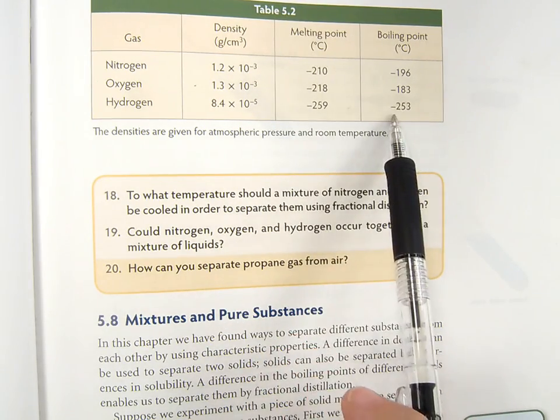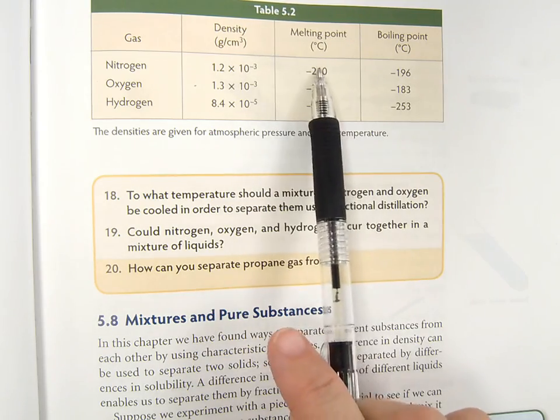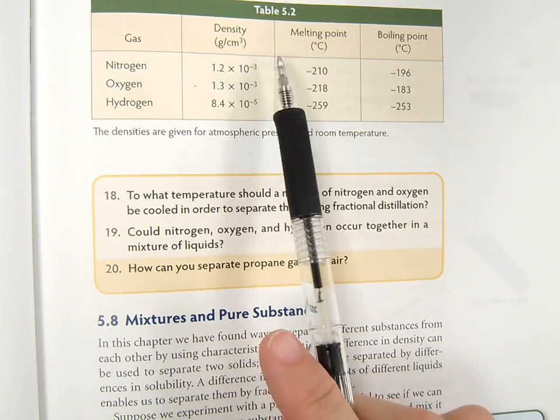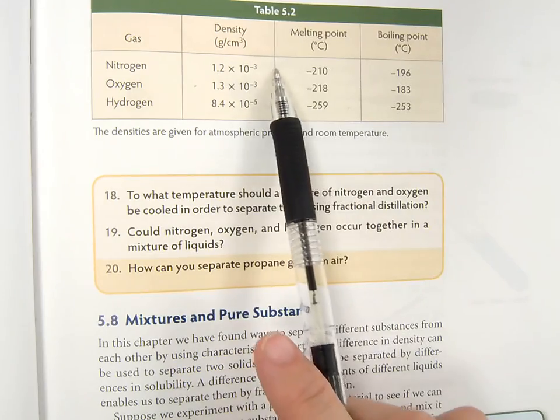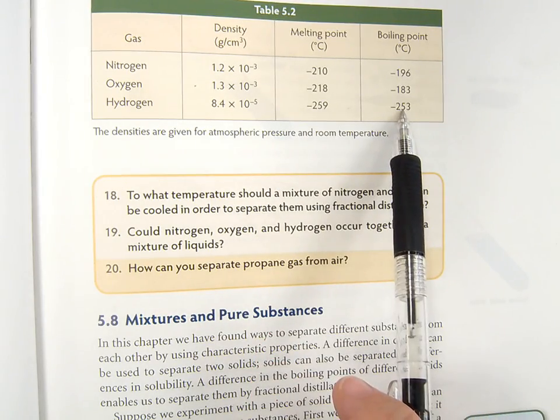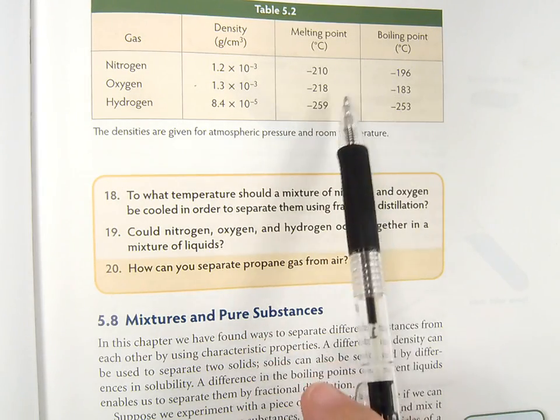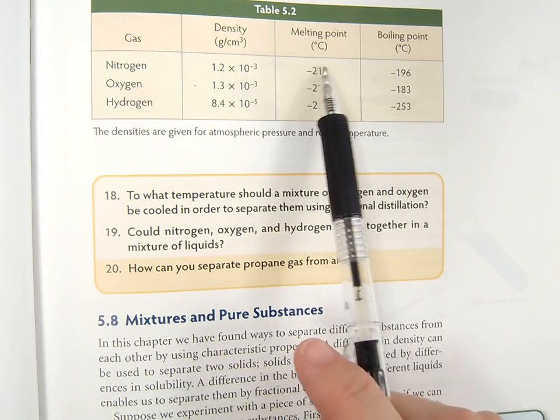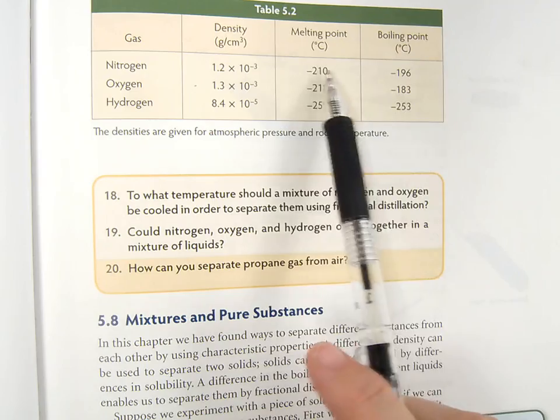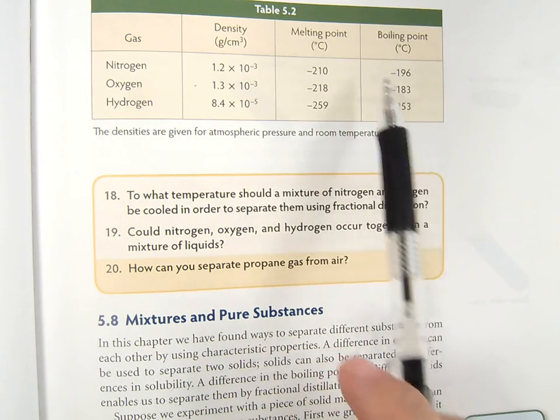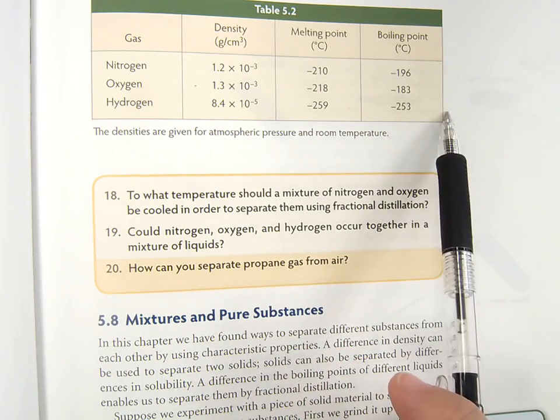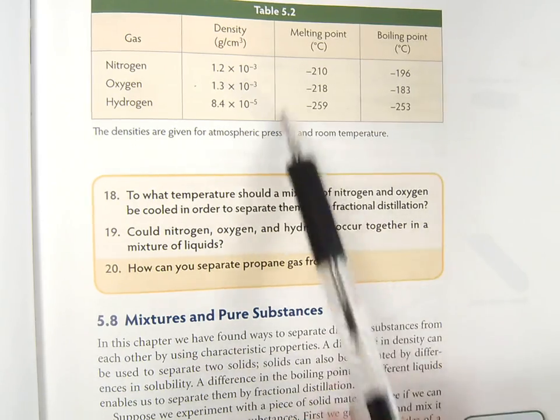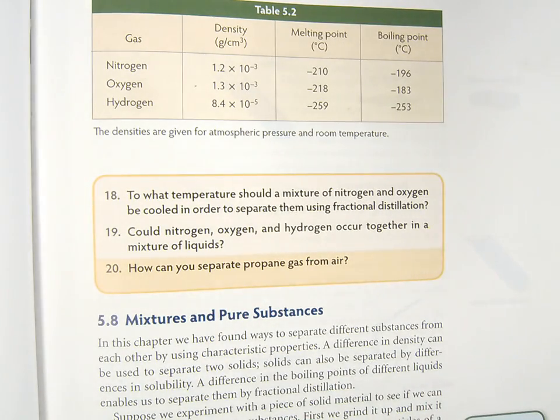So these two at negative 253, which would be on this side, in terms of solids, liquids, and gases, these two would be solids at this temperature. And this one would be a liquid. And then in order for these two to be liquids, it has to be between these two temperatures, but that's not cold enough for this one to be a liquid. So when these two are liquids, this one's a gas. So there's no way for us to get all three of them to be a mixture of liquids at the same time.